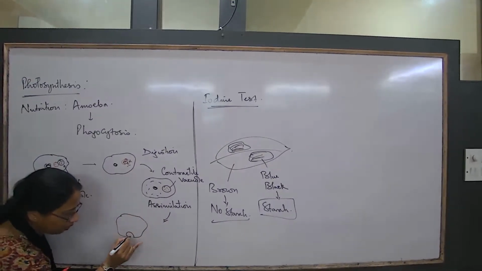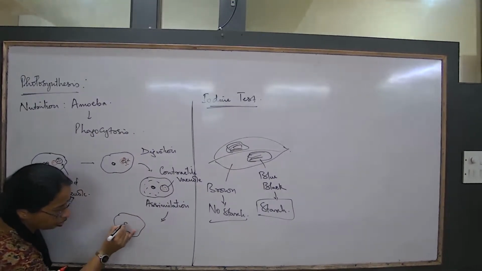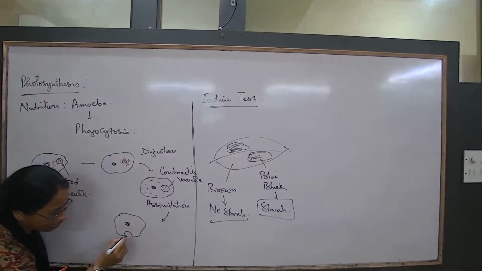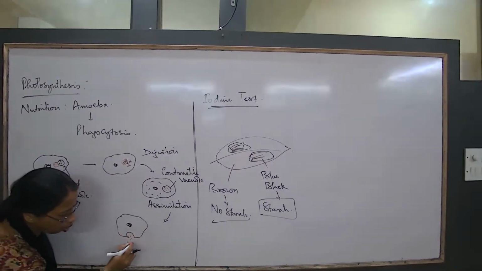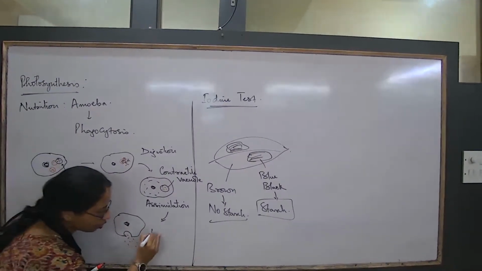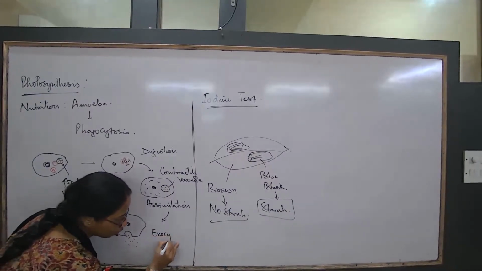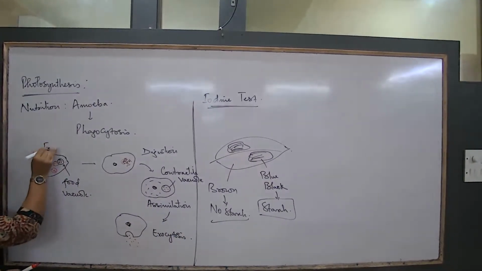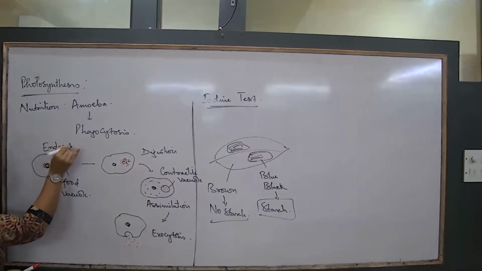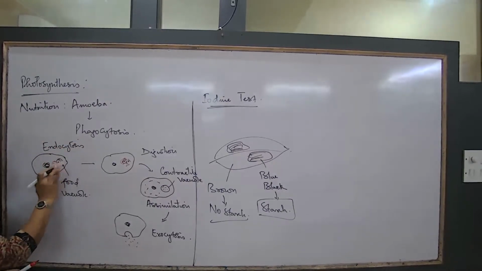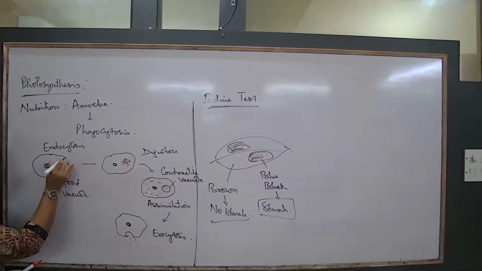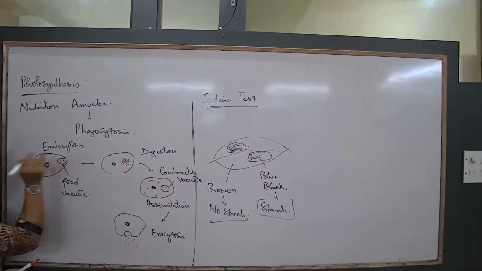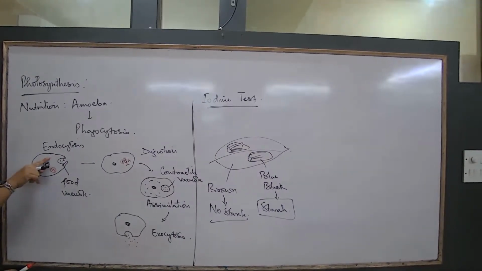Later, the process will be that this contractile vacuole also will come in contact with the membranes and throw out all the waste substances. This process is known as exocytosis, and this process is known as endocytosis, the other process that I showed you. So the previous stage, where the food is taken in, is endocytosis.